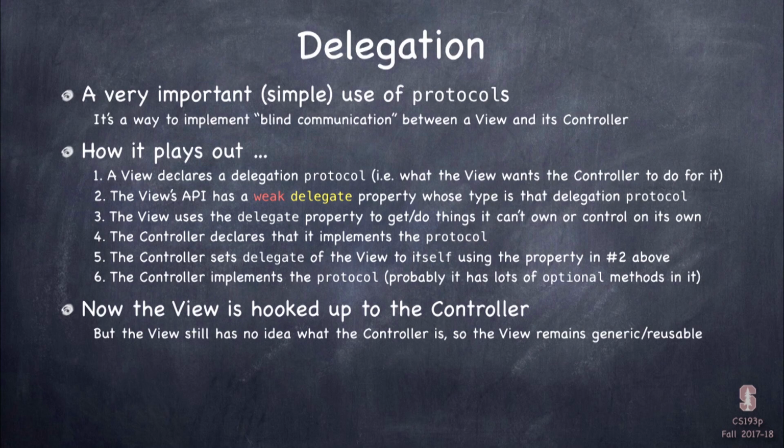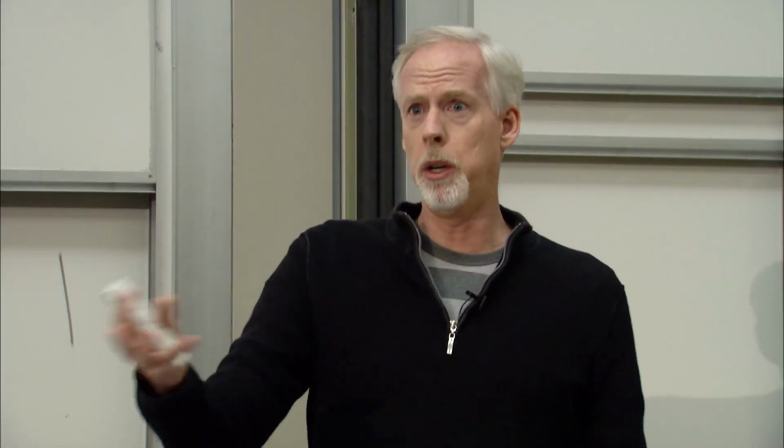All it knows about, it doesn't even know if it's a class. It could be a struct. It knows nothing about it. All it knows is that that thing implements its protocol, so it knows that it can send will, did, and should to it through that delegate var. Okay? Make sense? So let's look at the code for this with the example of a scroll view.